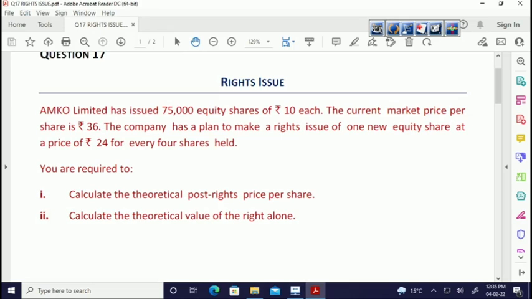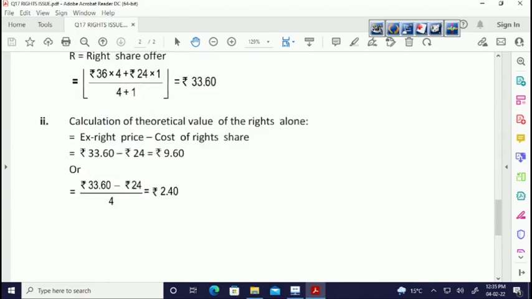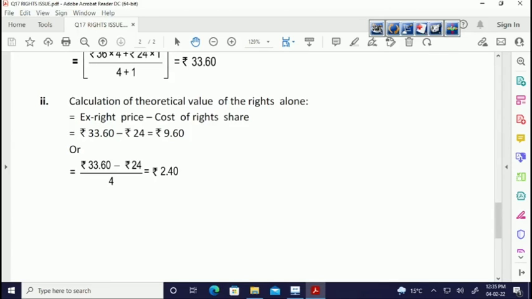Okay, calculate the value of the right alone. So 33.6 minus 24, 9.6 is one of the answers, or 9.6 by 4, which is 2.4. So both answers should be given. Check 33.6 and then 9.6 or 2.4. 9.6 is the value of the right of applying for 1 share, and 2.4 is the value of the right by virtue of having 1 share. You have to have 4 shares to apply for 1 share, so divide by 4, 2.4. That's rights issue, nothing conceptual about it.